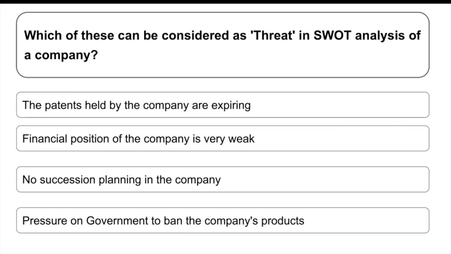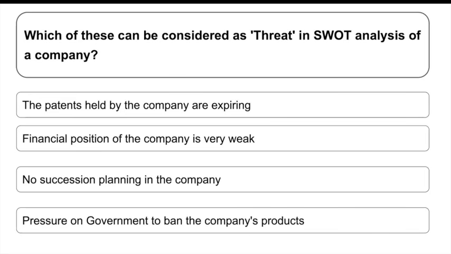Next question. Which of these can be considered as a threat in the SWOT analysis of a company? So you have to understand what is SWOT analysis. SWOT analysis is strength, weakness, opportunities and threat. So when you are taking a look at your company in comparison with the rest of the industry, you have to do a SWOT analysis of your company. So in this question they are asking which can be considered as a threat in the SWOT analysis.